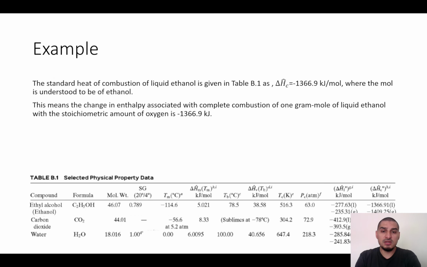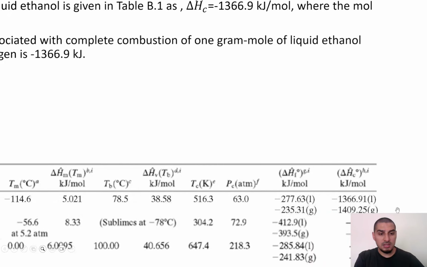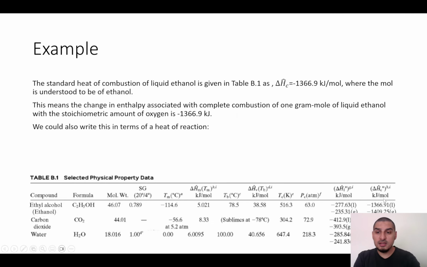So for example, if we want to talk about the heat of combustion of ethyl alcohol, which is ethanol, we have two values here, one for liquid and one for vapor, and we have here the liquid ethanol, so it's going to be the first value, negative 1366.91. This is the heat of combustion of liquid. It's here between brackets as liquid, and it means that the change in enthalpy associated with complete combustion of 1 gram mole of liquid ethanol, which is the reaction that we see here, 1 mole of ethanol reacting with oxygen to produce carbon dioxide and water.